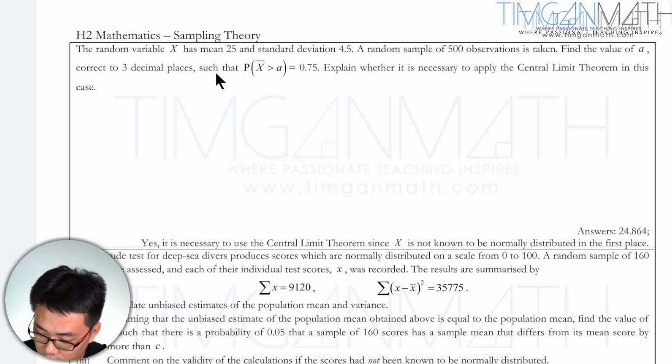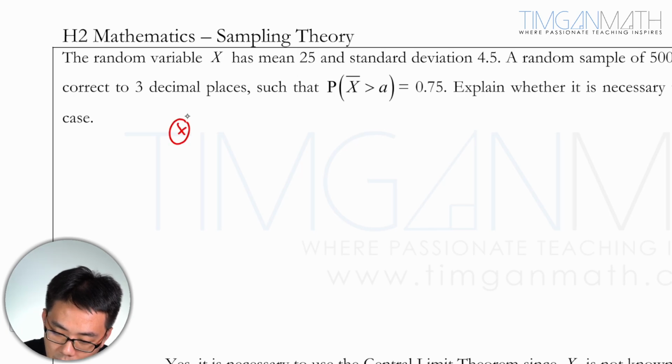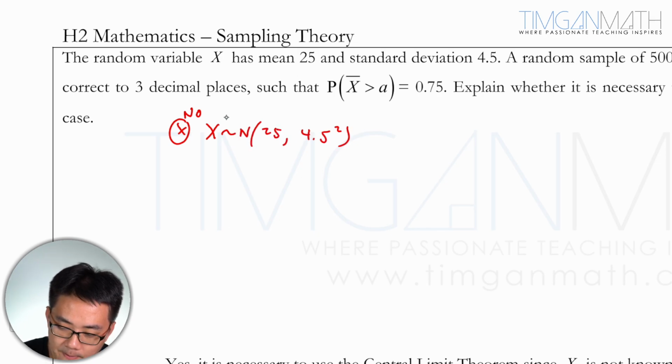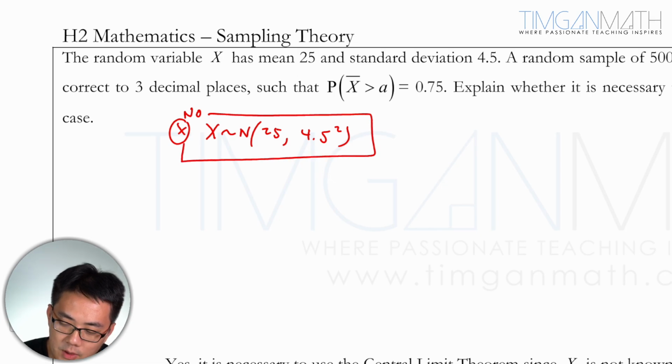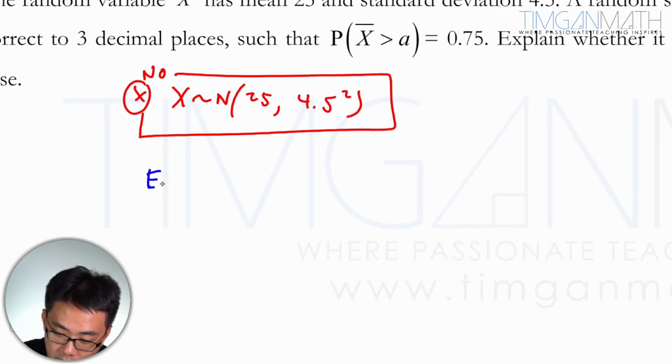Common mistake is that you never write this out. You cannot write this out. Don't write this out. No. X is normally distributed with 35 and 4.5 squared. Okay, this one you cannot write out, but what you can write is essentially the expectation of X is 25.